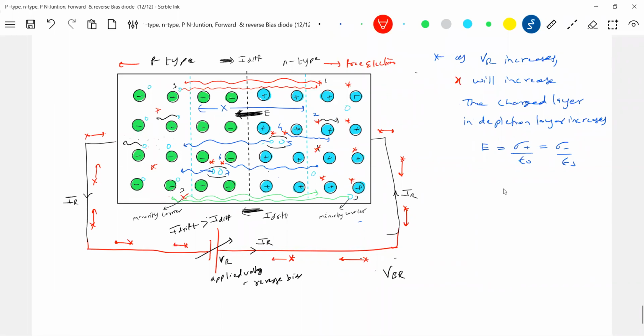As reverse bias increases, X will increase. Now, this X is very important. X is the width of depletion, as I'm showing in the diagram. Then the charge layer in depletion increases. We know that more of these blue circles, the ions, will increase. If the charge density increases, definitely E will increase.